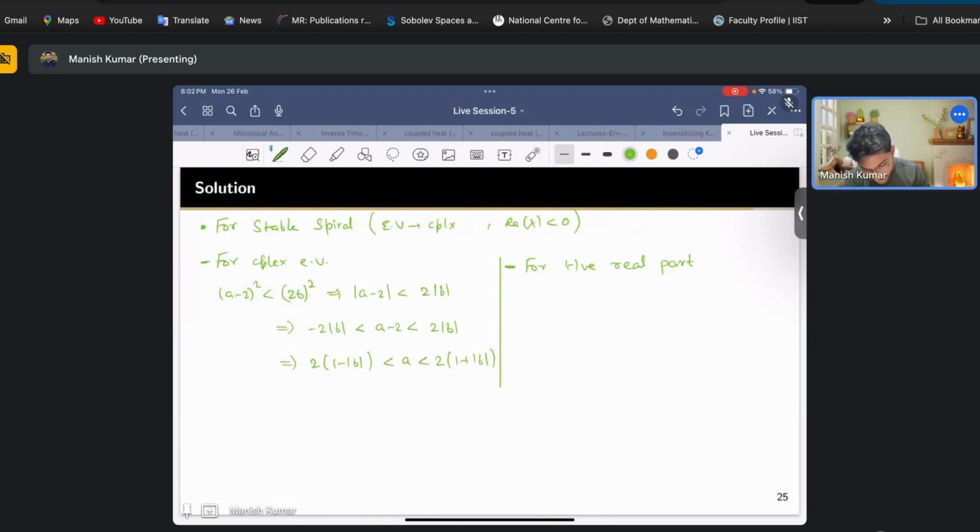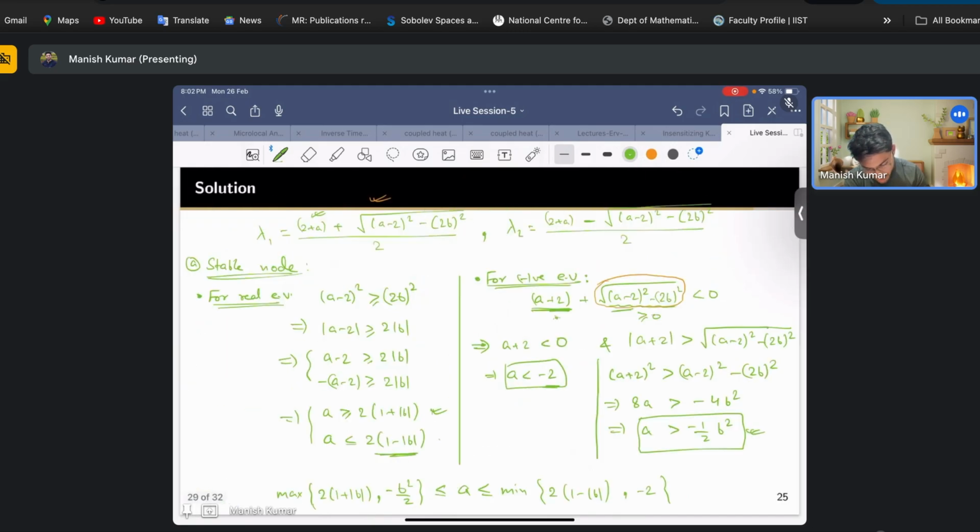So what was the eigenvalue? So for negative, you can clearly see that when I'm making this negative, that is coming to be a complex number. So this is purely imaginary. So i times something would come. So for negative real part, we just need to make sure that this a plus 2 is negative, right?